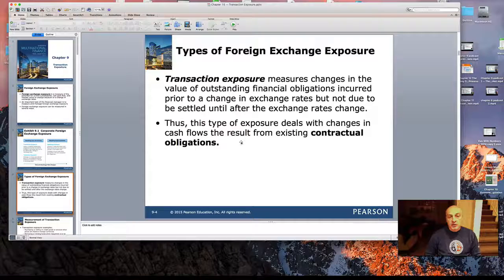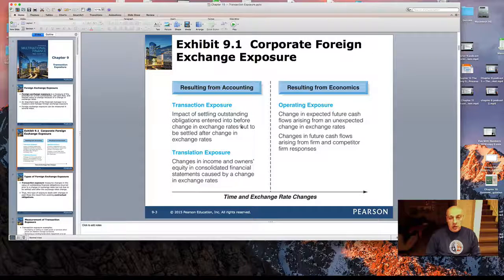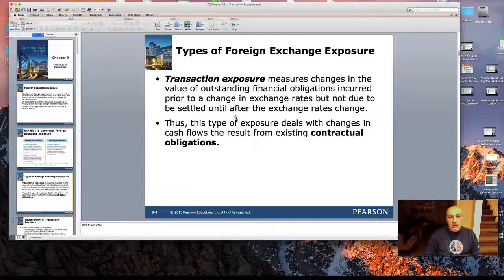Okay, so first of all, transaction exposure, as listed here in the slide, will measure the change in the value of an outstanding financial obligation that has been incurred prior to a change in exchange rates. However, the obligation doesn't have to be settled until a future point, at which exchange rates will change again. So what we'll see is that this type of exposure deals with changes in cash flows that result from existing contractual obligations.